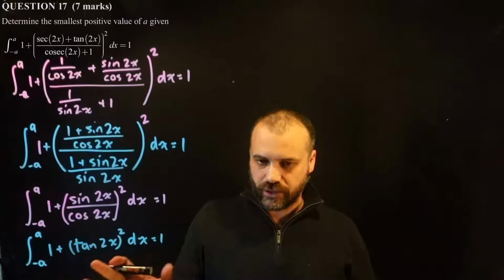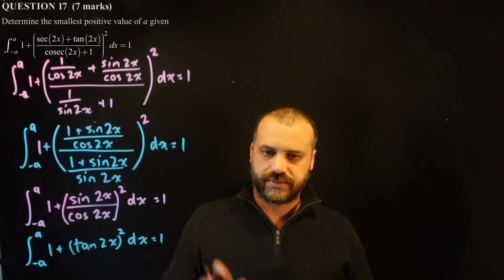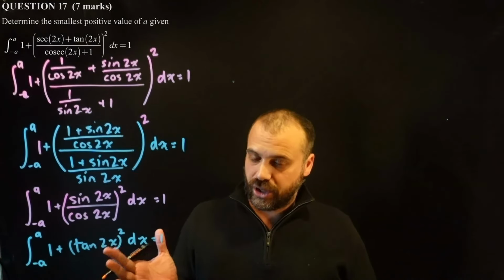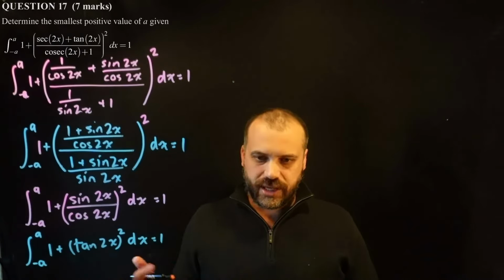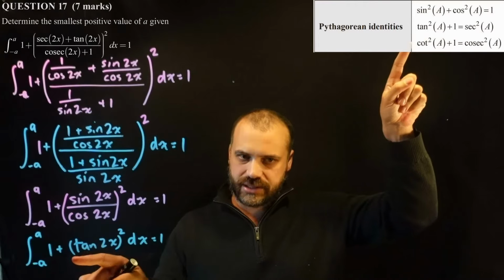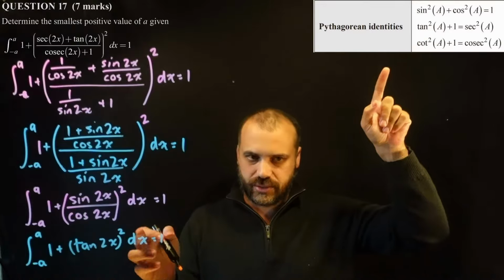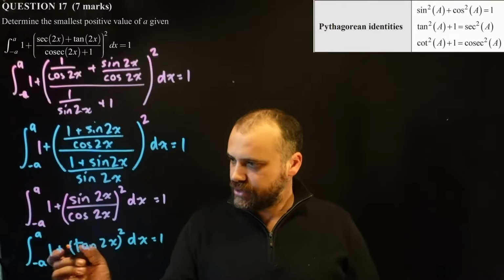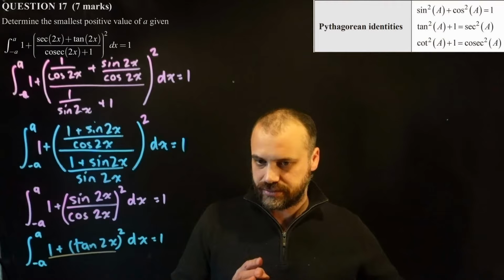So you can see we've come a long way. We now have the integral of 1 plus tan squared 2x with respect to x equals 1. Now, obviously, the entire time you're doing this, you've got your formula sheet open, because whenever you hit a spot and you're thinking, what next? Well, hello, Pythagorean identity. You can see we have tan squared a, which is the same as tan of anything squared, plus 1 is equal to sec squared a. So we can replace all of this with sec squared 2x. All right, I've got it.